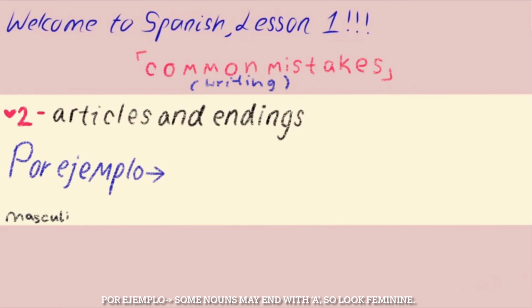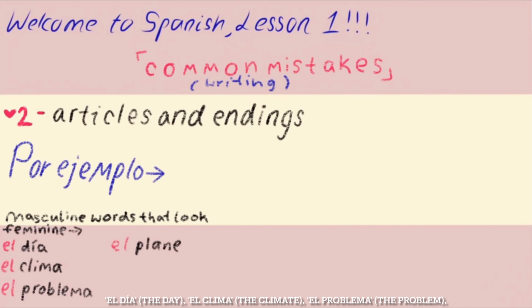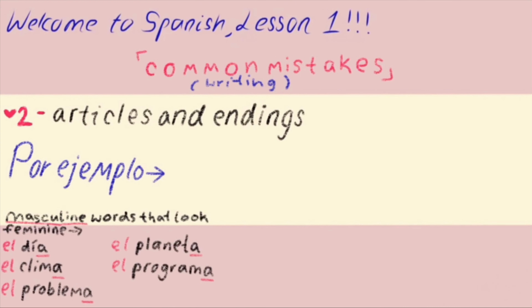Por ejemplo, some nouns may end with a, so look feminine, however don't be deceived because they're actually masculine and have the article el. These include el día, the day, el clima, the climate, el problema, the problem, el planeta, the planet, and el programa, the program. So make sure you look out for these words in your writing.